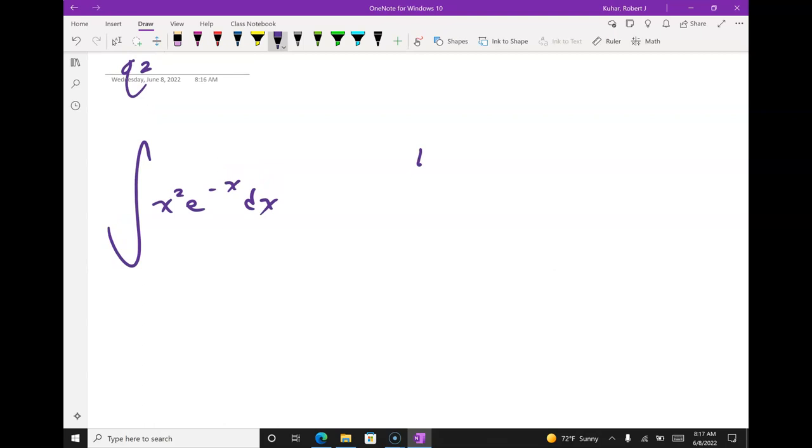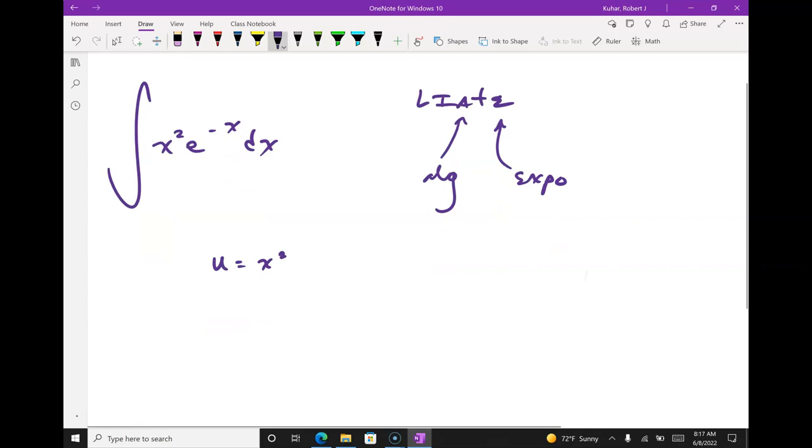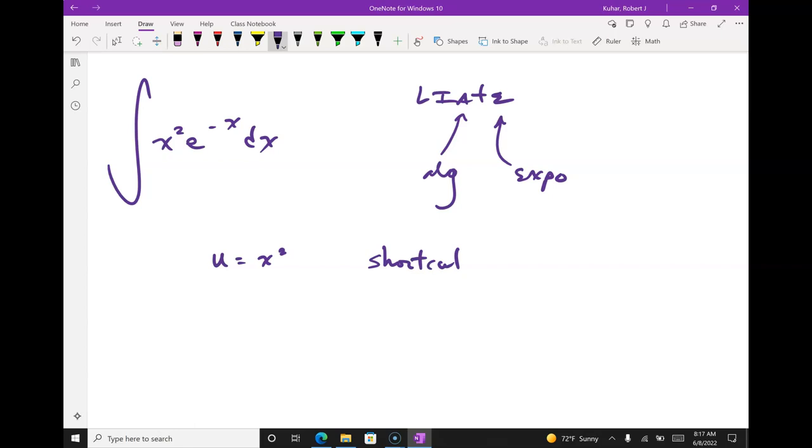So I gotta use my LIATE list to figure out what I'm gonna use for my u sub. And it's algebra coming before the exponentials, right? So I'm always picking whatever comes first to be my u sub. So u equals x squared. And so if I'm doing the shortcut, I can start my table already. I need a sign, SIGN. I need my U and I need my DV.